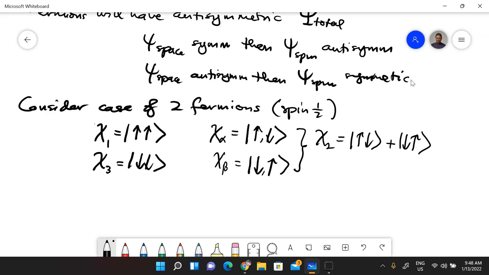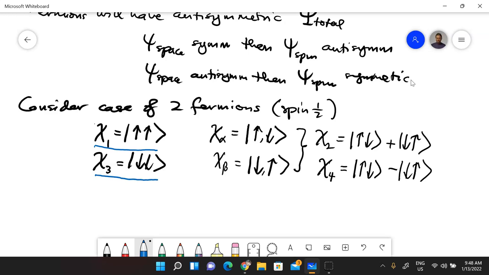So if you swap this around, it still gives you the same thing. Okay? And then you have another combination, which is called chi 4, and this is spin up, spin down, and this is spin down, spin up, with a minus sign. Okay, so you can see that, let me underline this. If you swap them around, you get the same thing again. So there's no change. This is what we call symmetric. Same thing for chi 3, and chi 2 is also symmetric. But this chi 4 is essentially anti-symmetric.